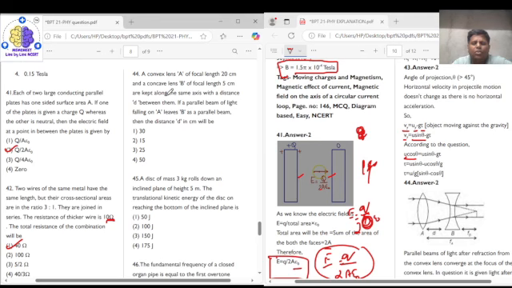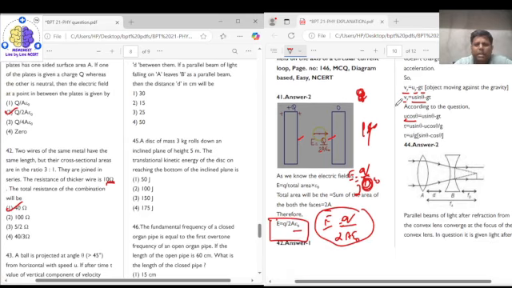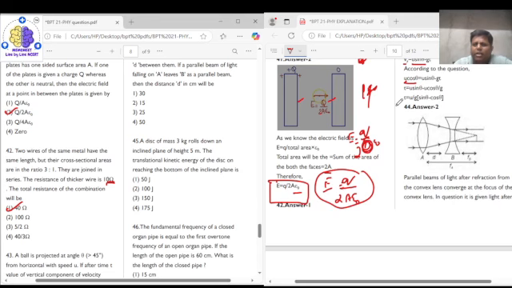Question number 44. The convex lens A of focal length 20 centimeters and concave lens B of focal length 5 centimeters are kept along the same axis with a distance D between them. If a parallel beam of light falls on A and leaves B as a parallel beam, then the distance D between them is. To understand it from the diagram, a parallel beam is entering a convex lens and exiting a concave lens as a parallel beam, right?